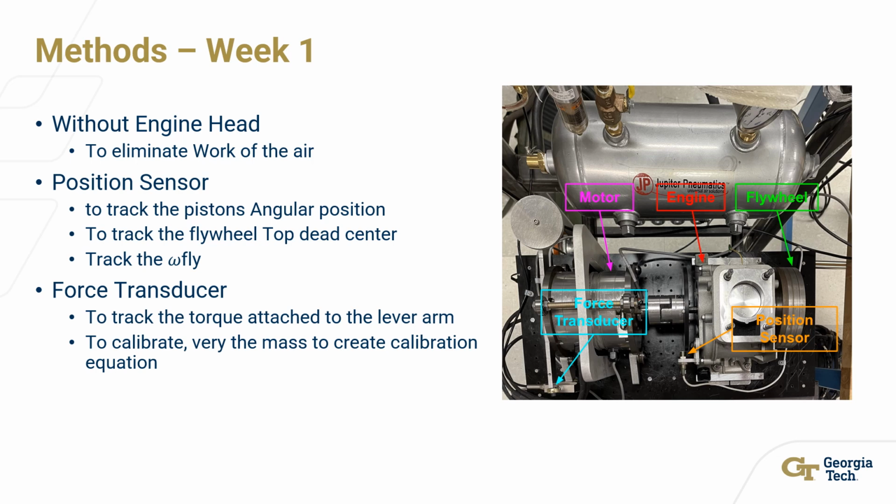Without a head, the work due to air on the system is completely negated. As seen on the right, this leaves the system with two main sensors, the position sensor and the force transducer. The position sensor will allow the team to track the radial velocity of the system and the top dead center positions by collecting angular position data. The force transducer, with proper calibration, will allow the team to convert collected voltages into torques, which will then be used to find the work of the motor for a given run and the work due to friction of the engine.